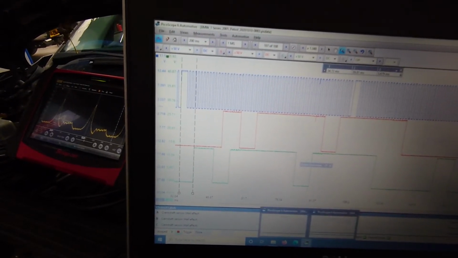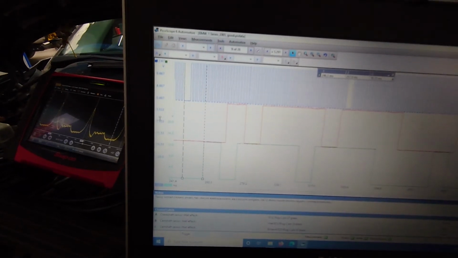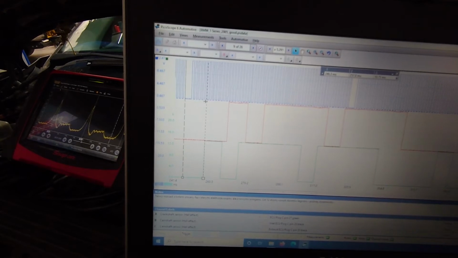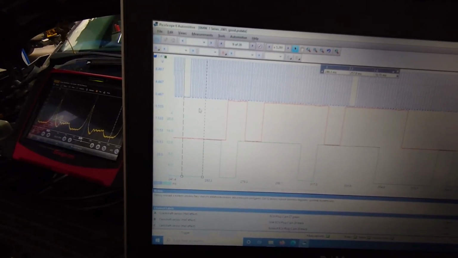If we go to the known good up here, what we've got is 1, 2, 3, 4, 5, nearly six teeth there on the difference.